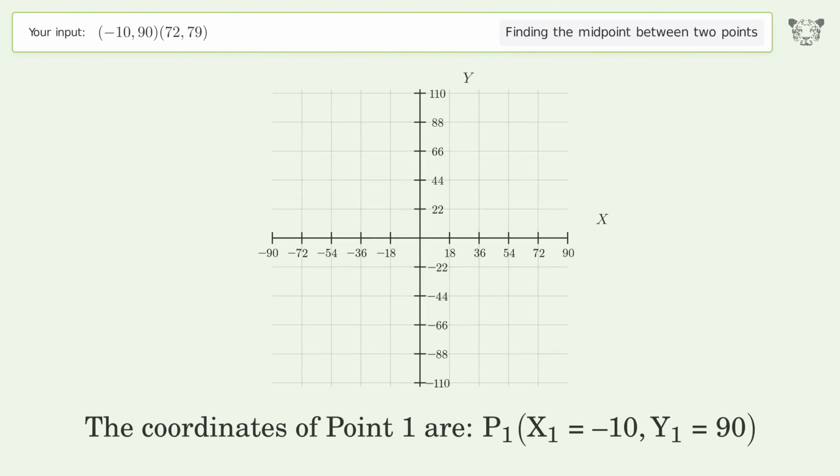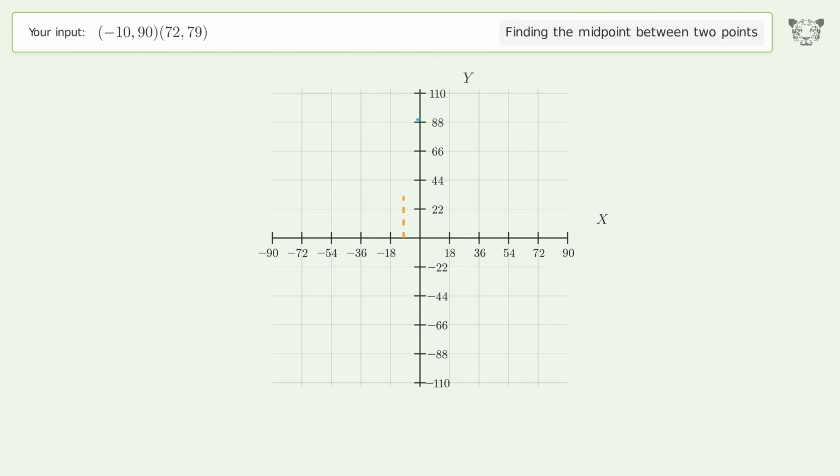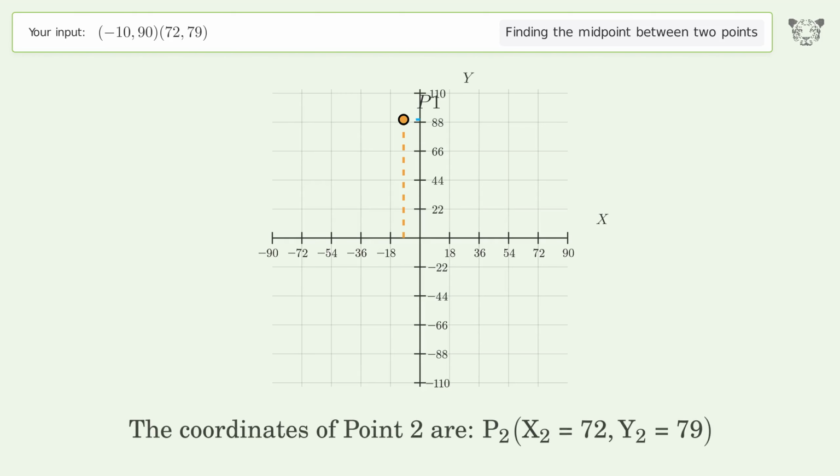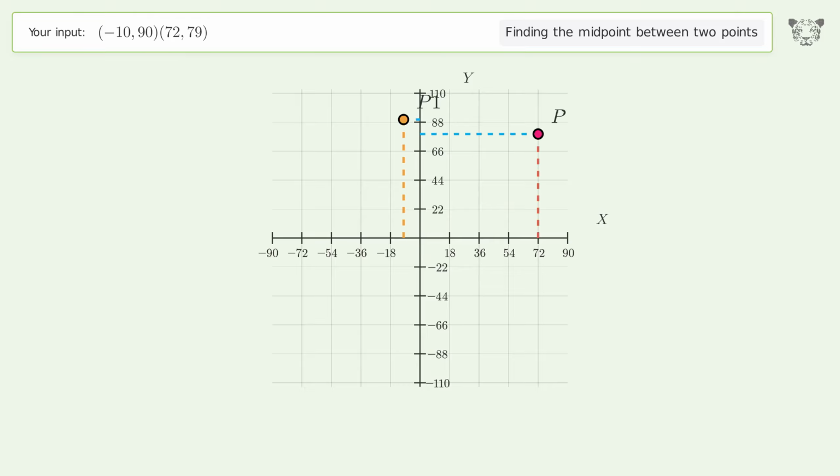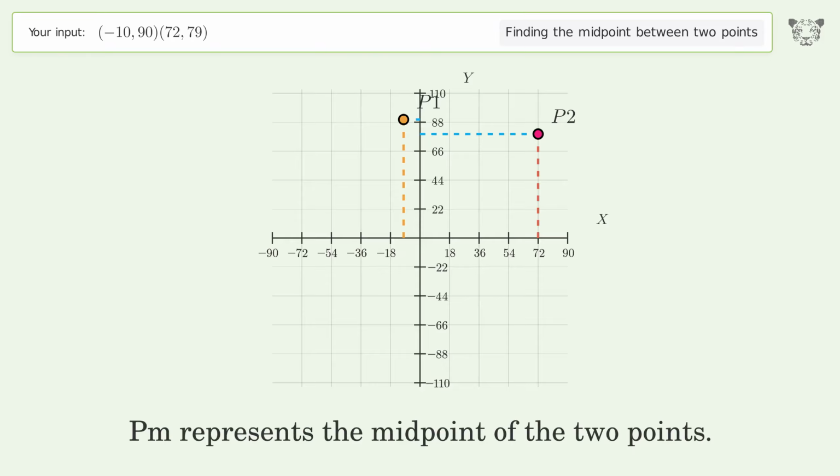The coordinates of point 1 are x1 equals -10, y1 equals 90. The coordinates of point 2 are x2 equals 72, y2 equals 79. PM represents the midpoint of the 2 points.